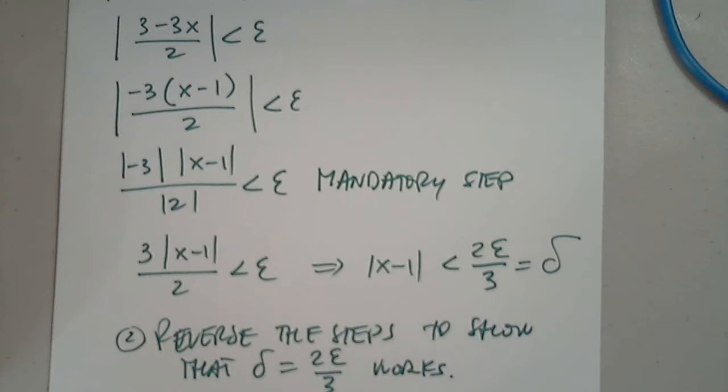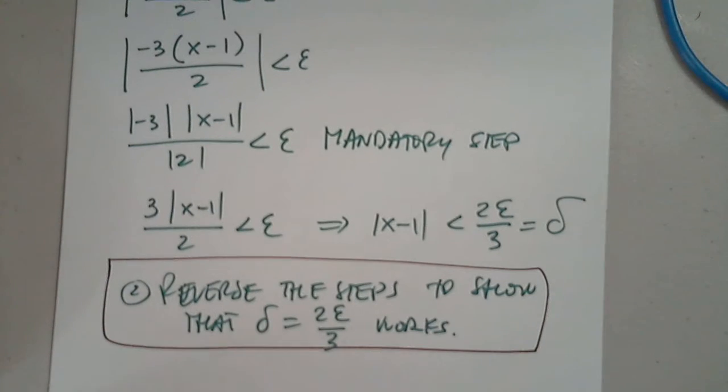Good. Anything else? Anything else you would like to go back to? Actually, could you continue the problem when you say reverse the steps to show the delta? You don't have to do anything, but just write this sentence. Okay, got it.